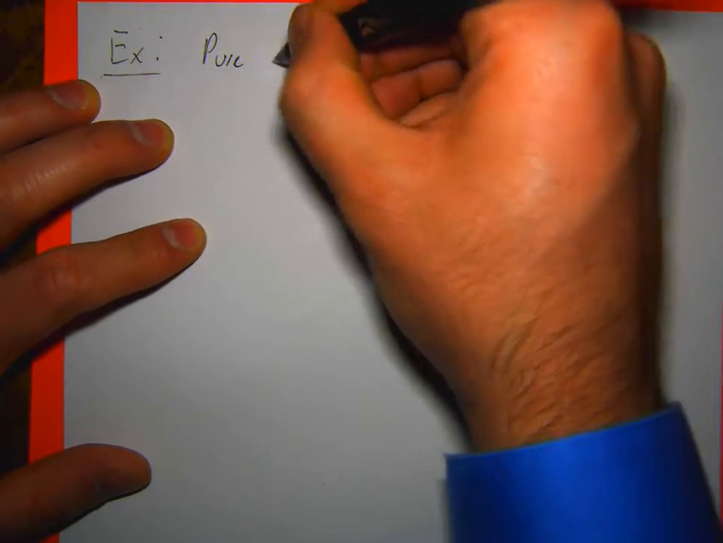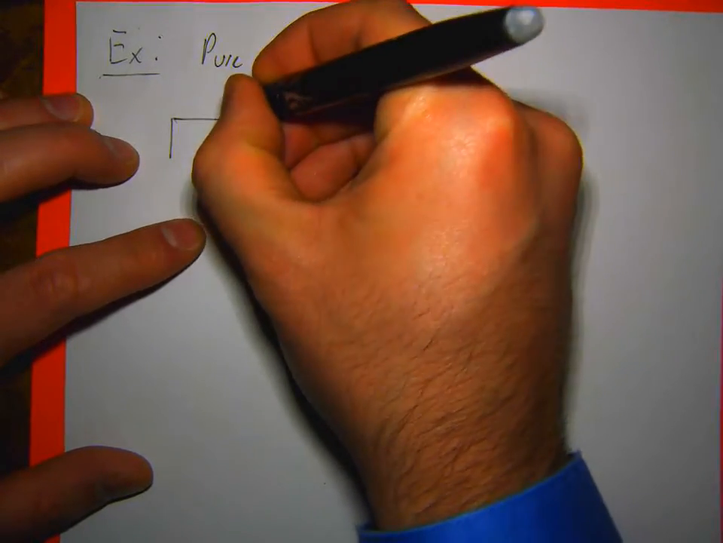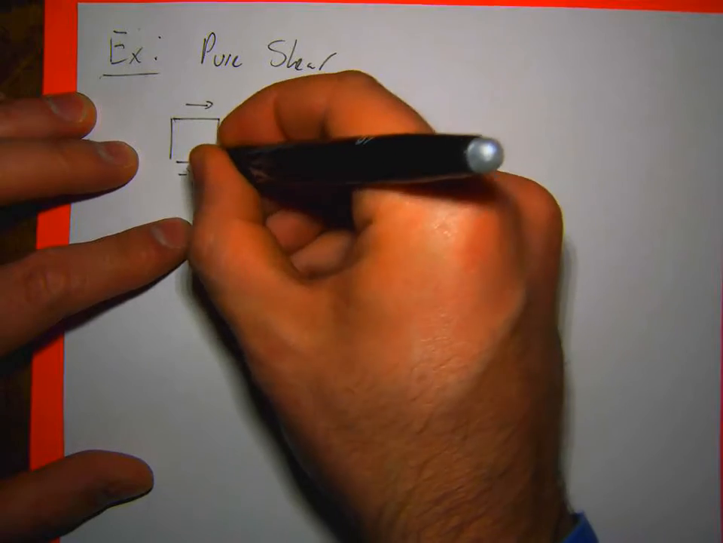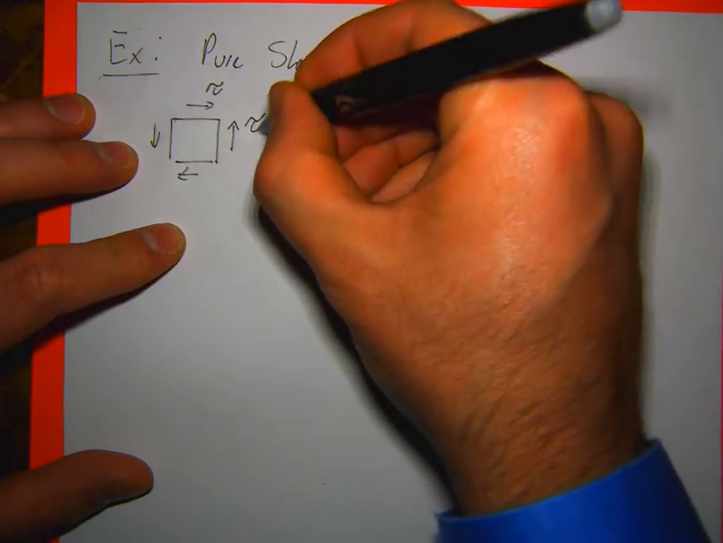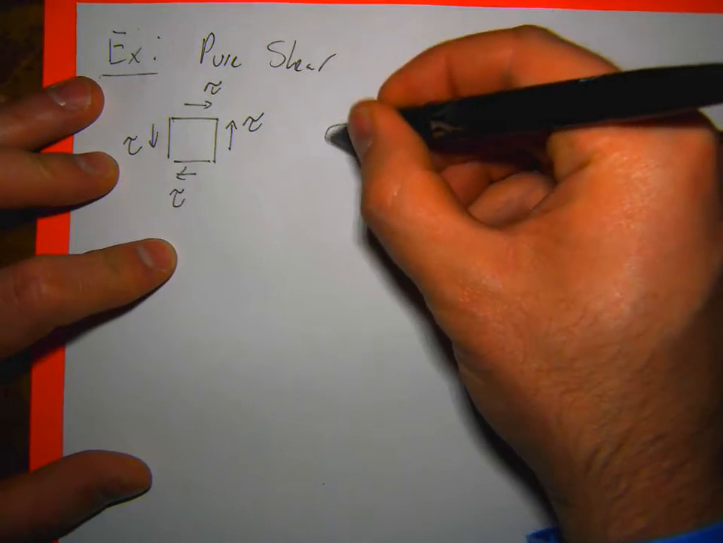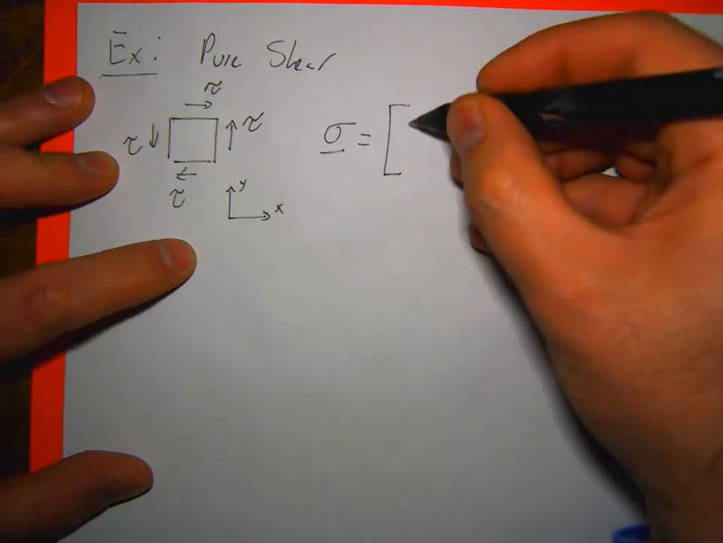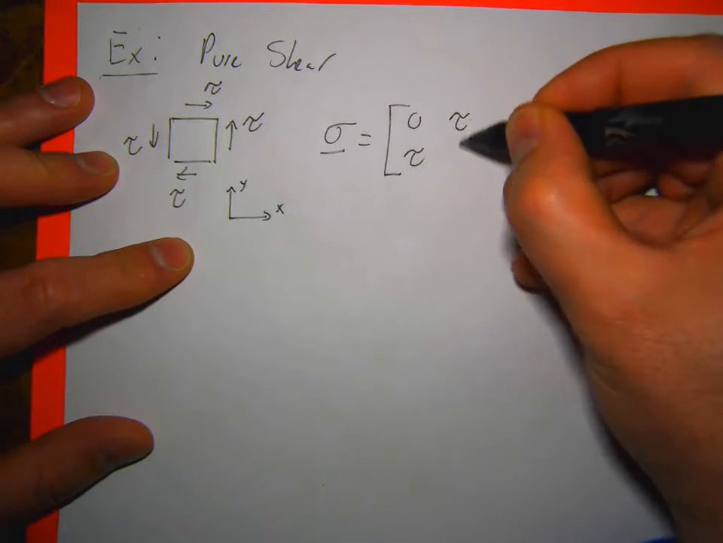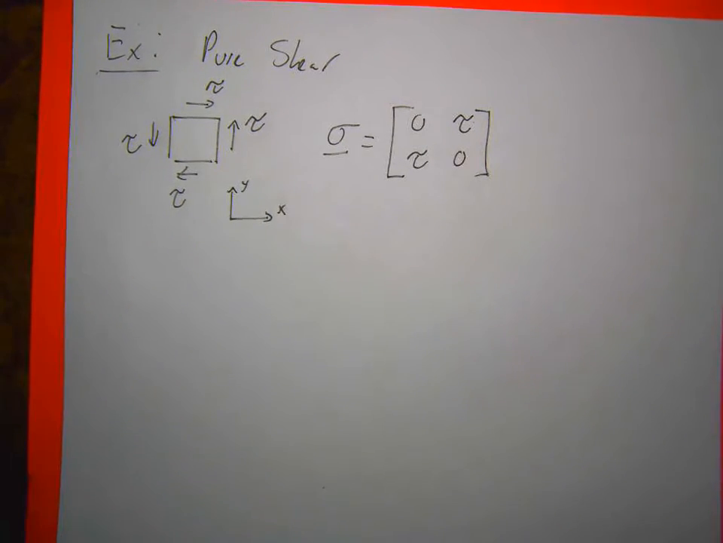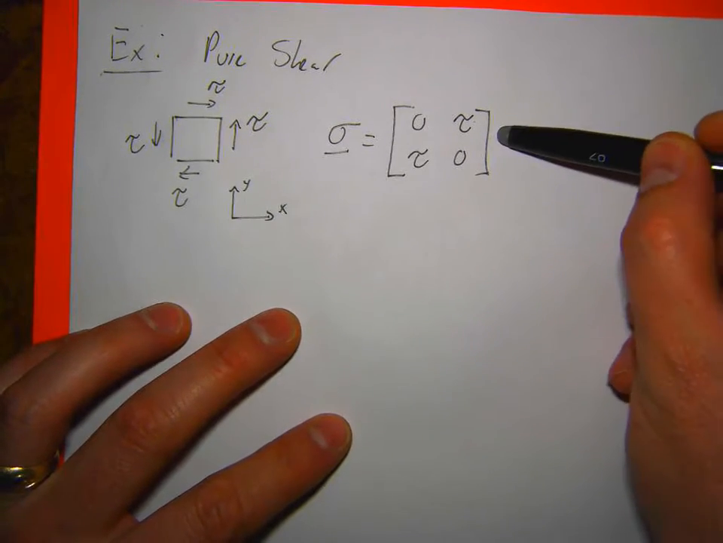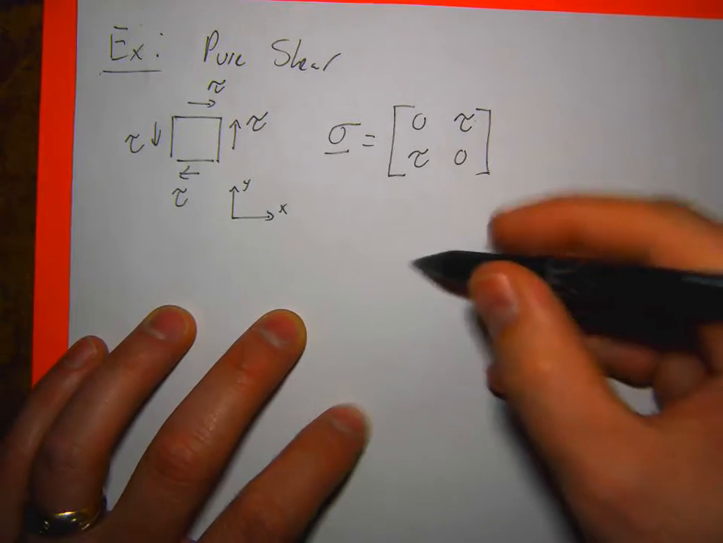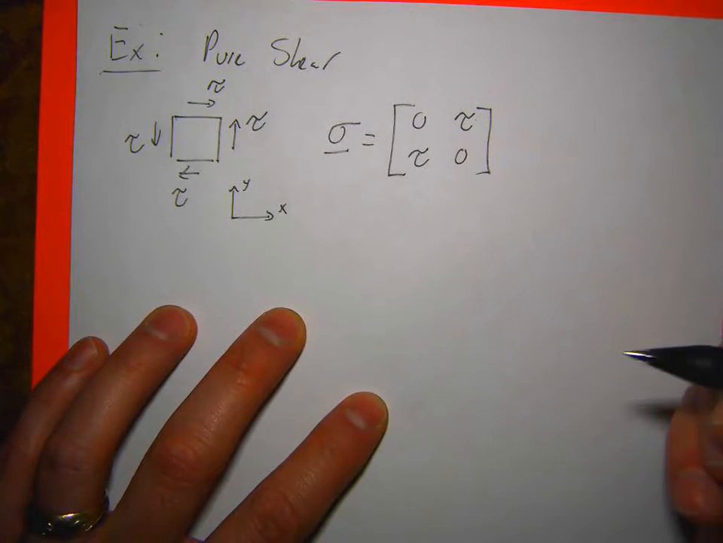So, a simple example is if I have a state of pure shear on a body. Now I have some shear stress acting. Let's call this shear stress tau. So the stress in the body in this coordinate system that we're looking at, x, y, is 0, tau, tau, 0. And I want to figure out how I want to draw my Mohr circle, and I want to figure out what the principal stresses are from there, and then what the principal stress directions are from there.